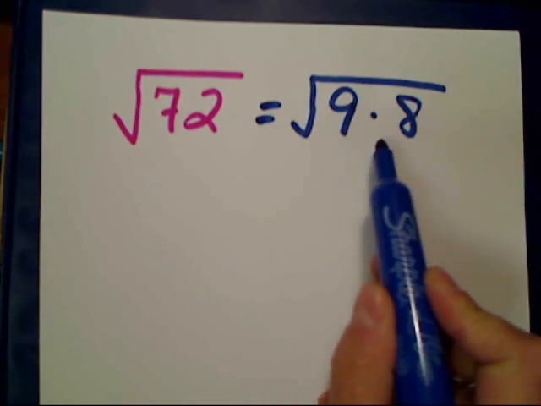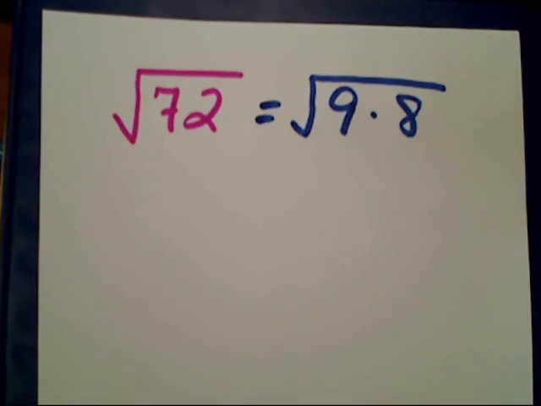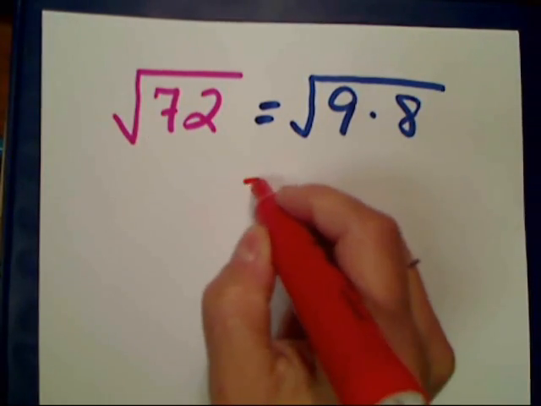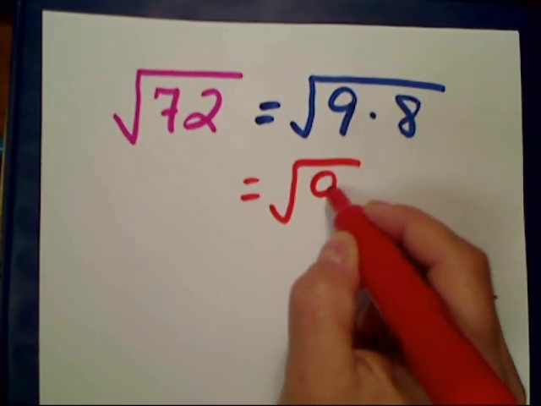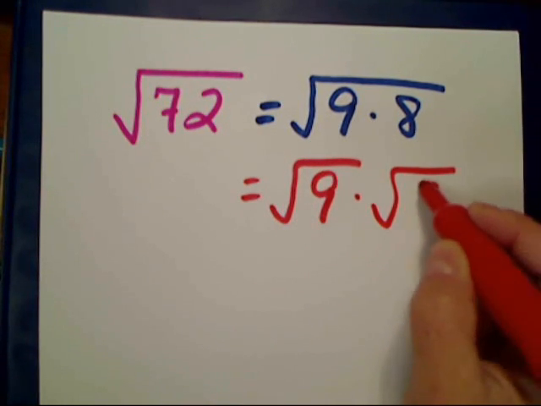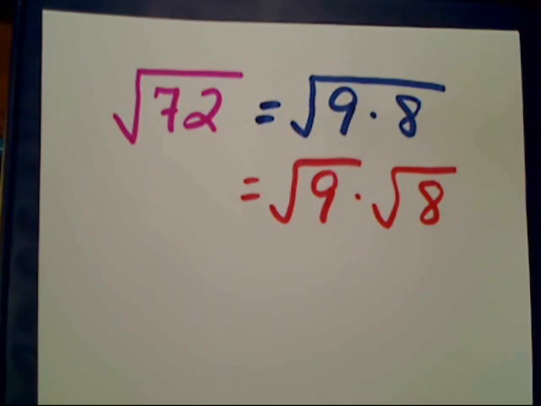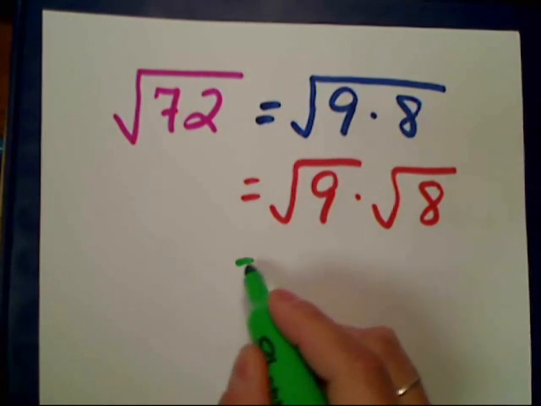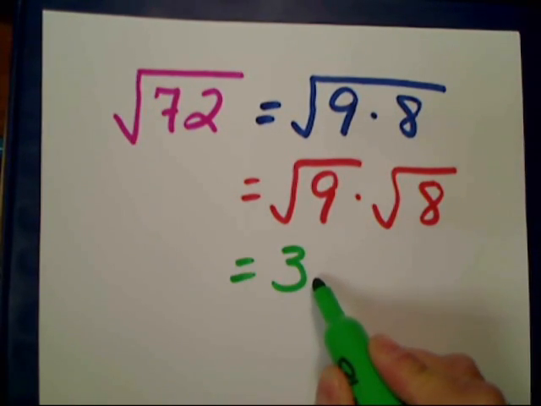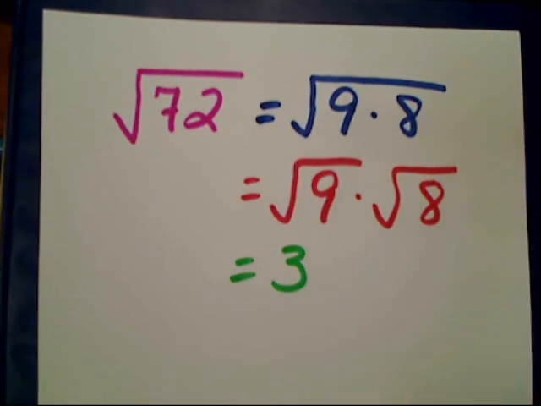Now, because I rewrote 72 as a product, I can separate those into two separate radicals. So that's the square root of 9 times the square root of 8. Now the square root of 9 I can simplify. That's 3. And can I simplify the square root of 8? 8 is 4 times 2. So I can go further with the square root of 8.